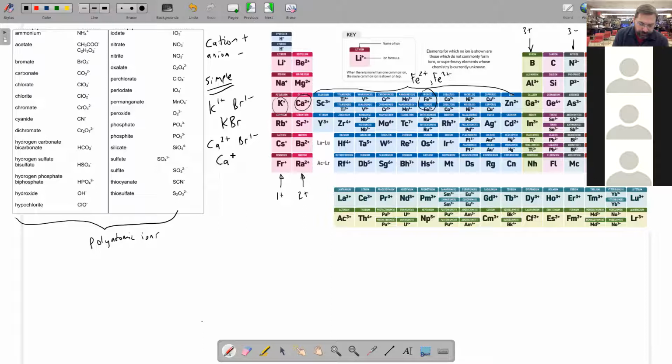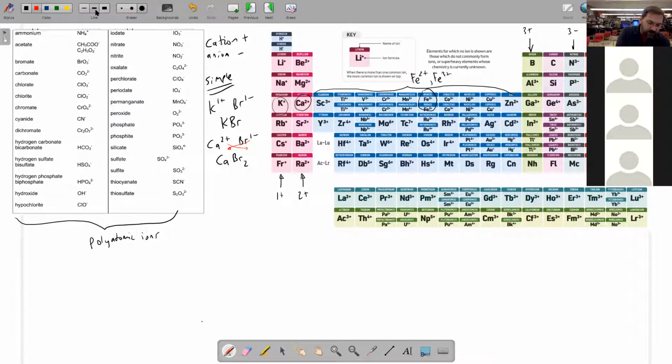So like CaBr2, and this would be calcium bromide. That method is also called the crossover method or the cross-down method, because whatever the charge for calcium is, that's how many bromines you need, and whatever the charge for bromine is, that's how many calciums you need. So the simplest kind of ionic compound is when you have a cation from the left-hand side and an anion from the right-hand side of the periodic table.